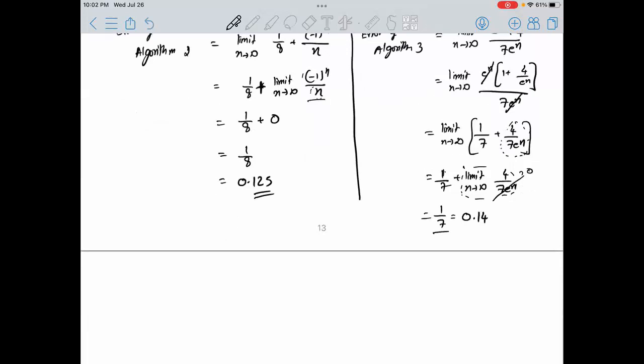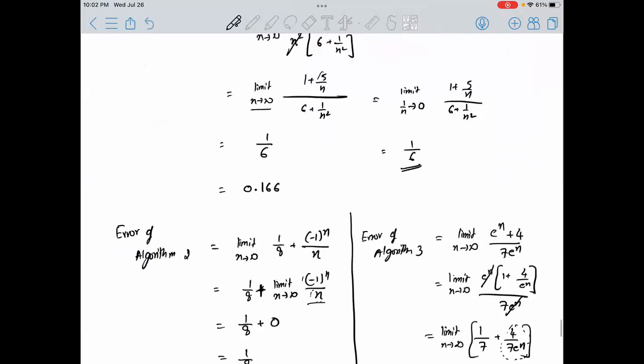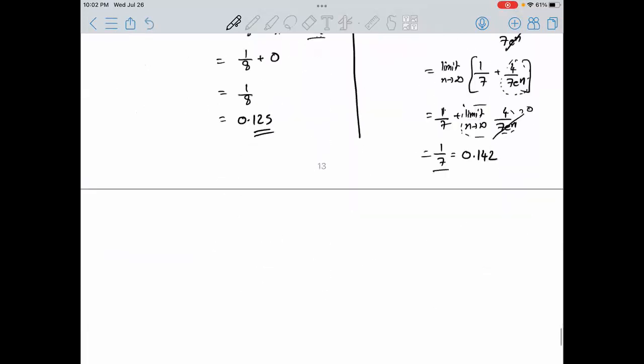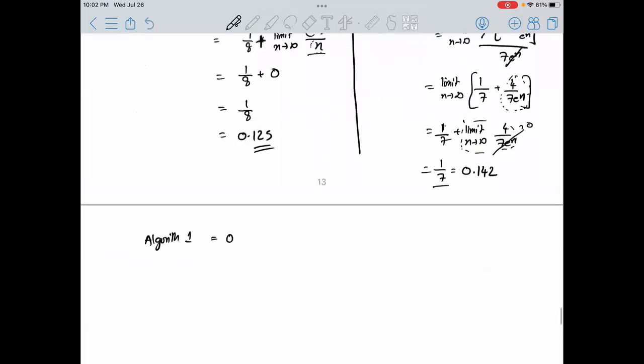What is the value of 1 by 7? 0.142. So errors are: algorithm 1 gives 0.166, 2 gives 0.125, and 3 gives 0.14. Option 1 says that algorithm 1 will give the maximum error. Yes, it is correct. Option A is correct.